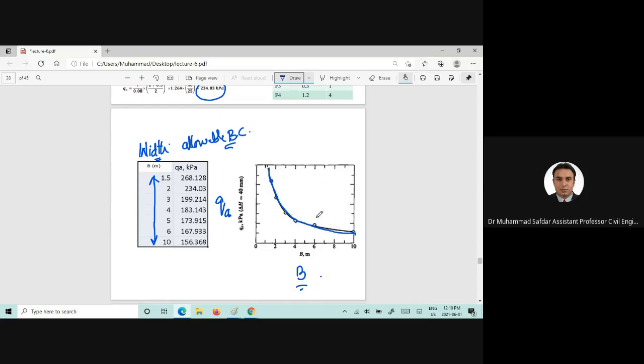Why? Why is the allowable bearing capacity decreasing with the increase in the width of the foundation? How is it possible?